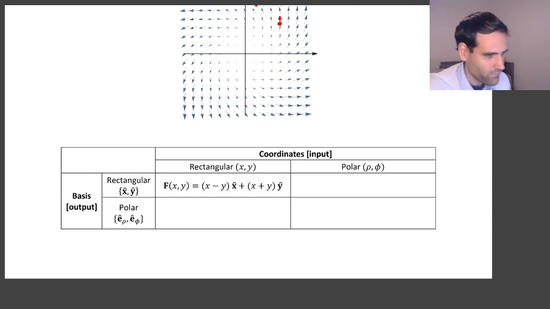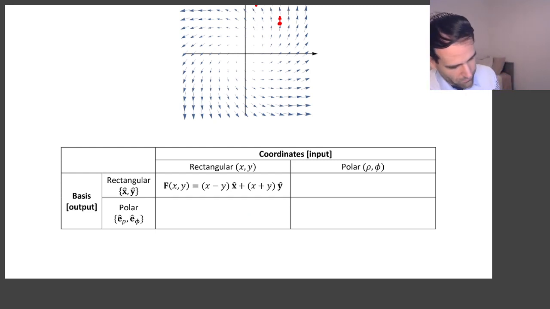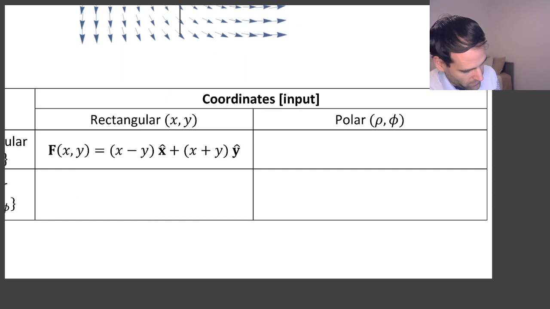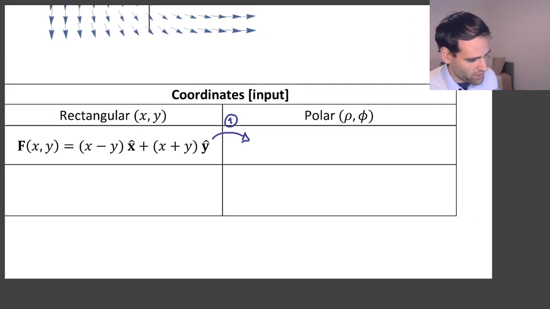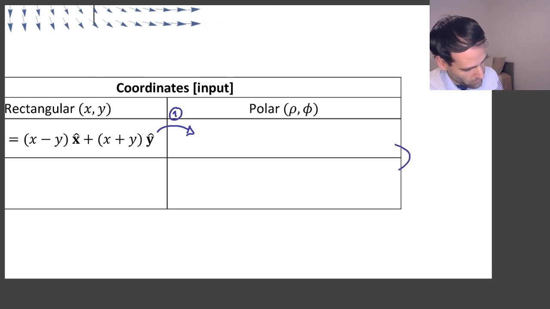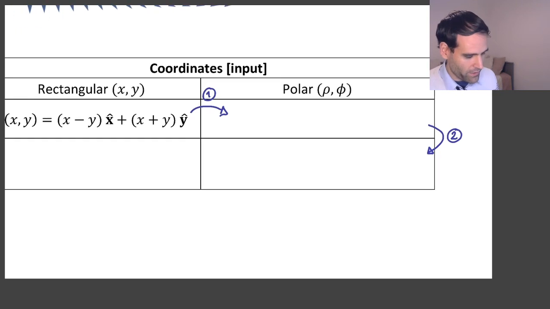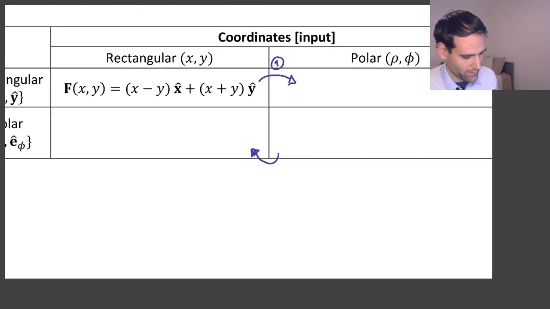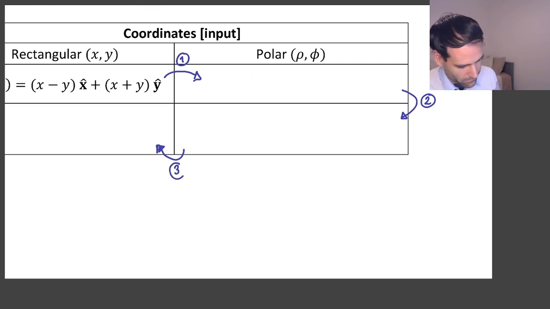Okay, so let's do it this way. We are going to jump first from here to here. We are first going to change the coordinates. Then we are going to change the bases. So we are going to jump from here to here. That will be our second step. And then when you are here, you are going to change the coordinates back to rectangular, but keeping the polar bases. So we are going to do this third.